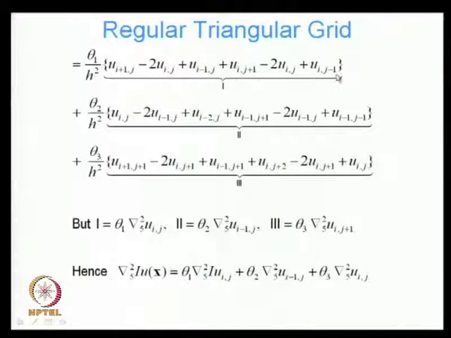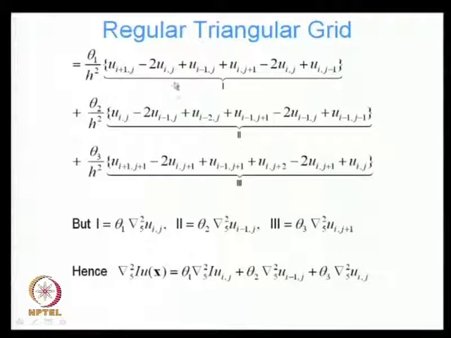This term within curly brackets here is nothing but theta 1 times del 2 5 u I j, right. You can see u I plus 1 j minus 2 u I j plus u I minus 1 j plus u I j plus 1 minus 2 u I j plus u I j minus 1. So, we have seen that is equal to del 2 5 u I j. What about that term? Well, that is nothing but del 2 5 u I minus 1 j, because this is I. So, you replace here I by I minus 1, right, and you will get that, right.